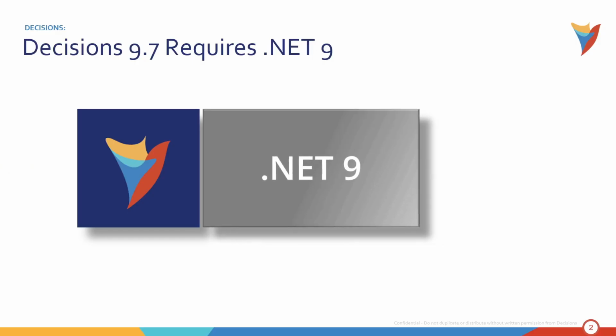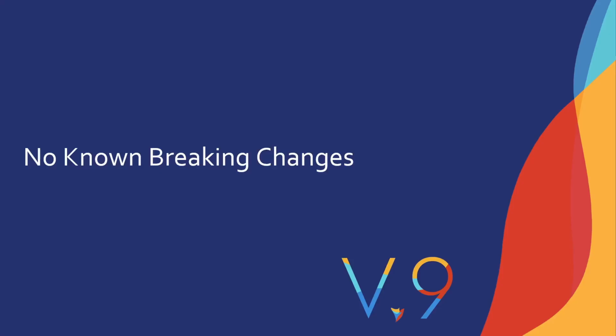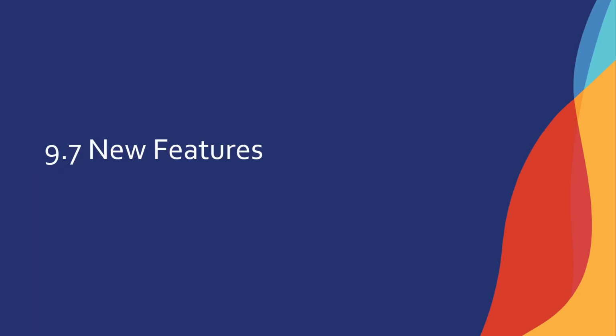First thing you're going to need to know is that Decisions 9.7 is going to require .NET 9. It will notify you in the update process, but you can get ahead of it by installing it beforehand. We have no known breaking changes with 9.7, but what you're really here for, new features. We've got quite a few available for you, so let's get started with what you will notice first.